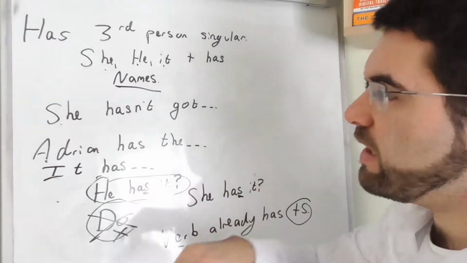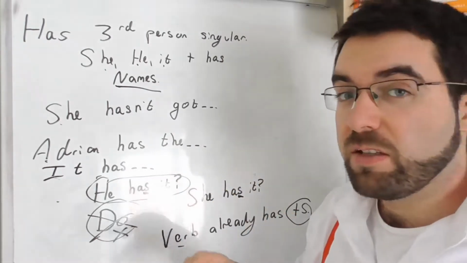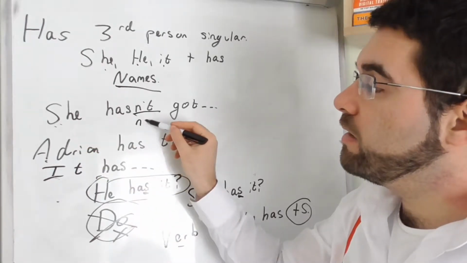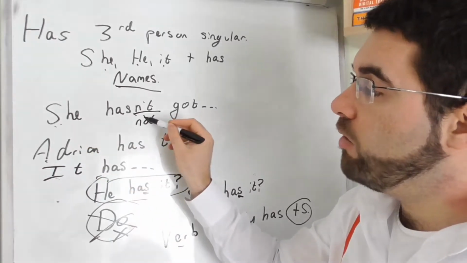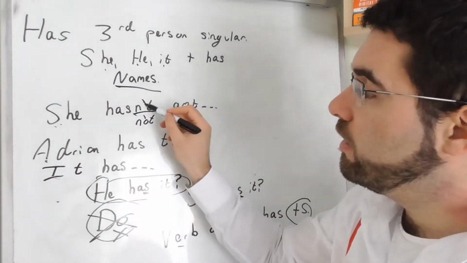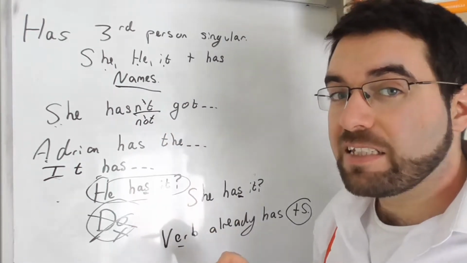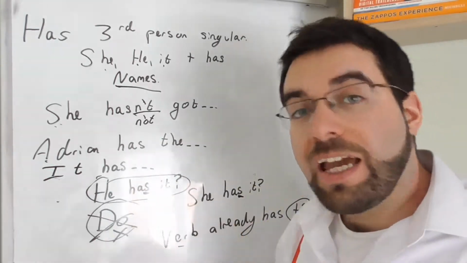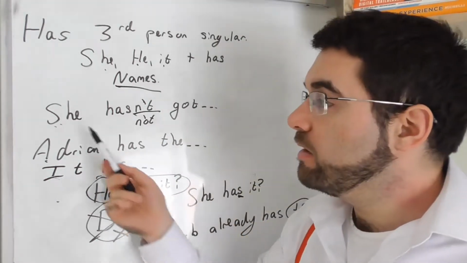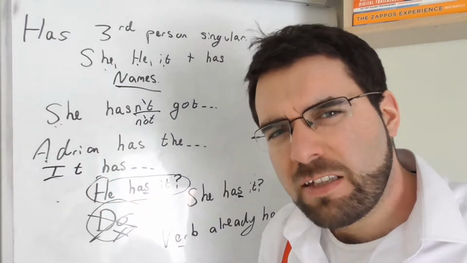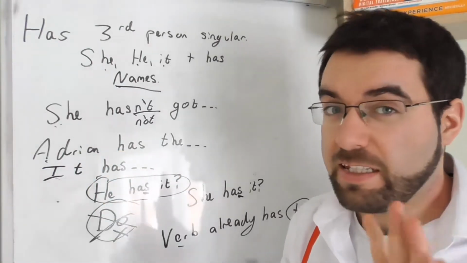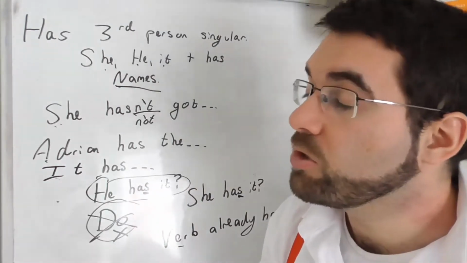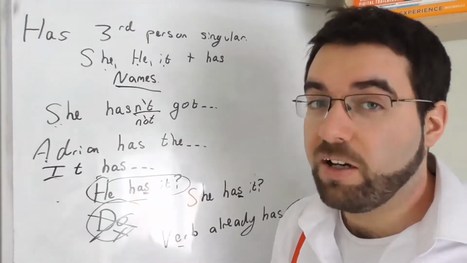But to make it negative, again it's the same. She hasn't. N-O-T, drop the O, replace it with an apostrophe. Has not. Hasn't. She hasn't got an idea. She hasn't got a headache. She has a headache. She hasn't got a headache. She has a guitar.